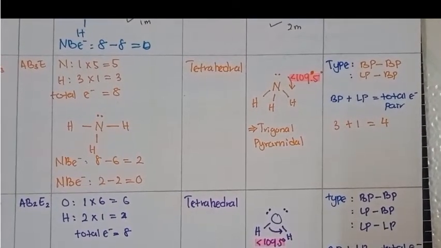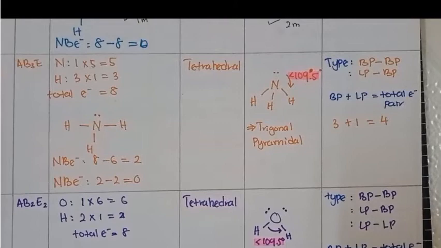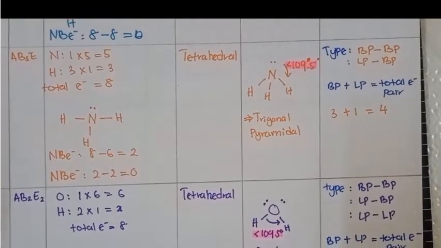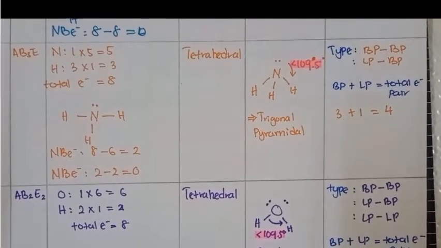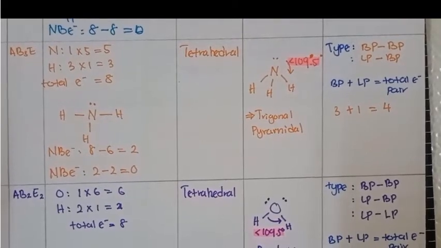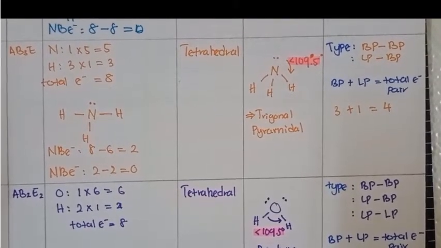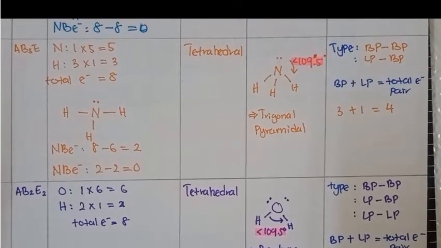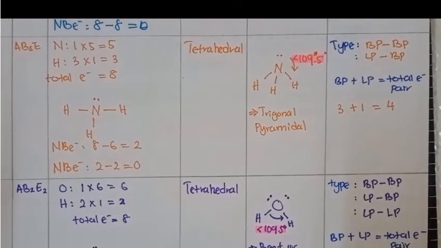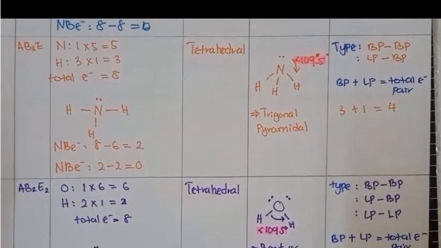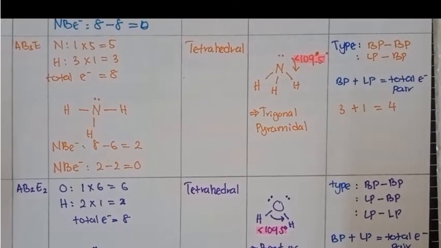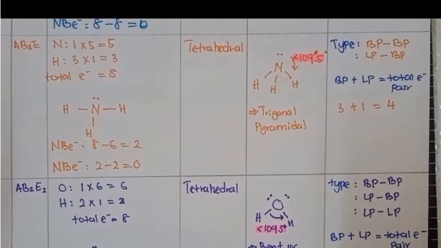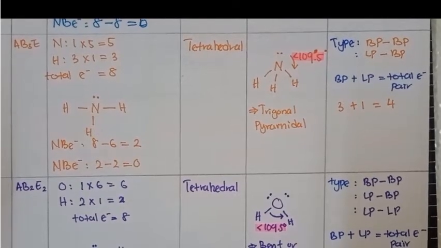The electron pair arrangement is tetrahedral. And the molecular geometry is like this. And remember to mention the bond angle, 109.5 degrees. And the name is trigonal pyramidal. Okay, for the type of repulsion, we got bonding pair, lone pair, bonding pair. And the total electron pair is equal to 4.